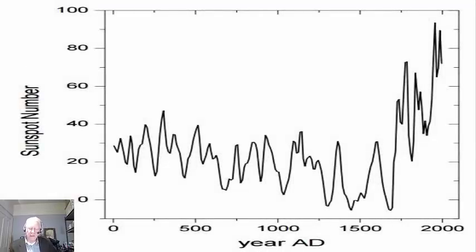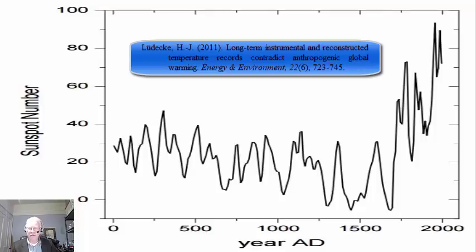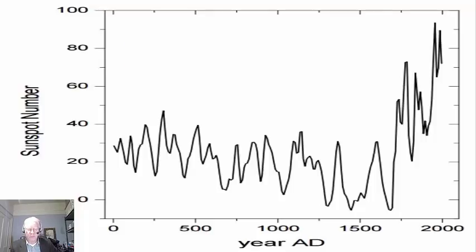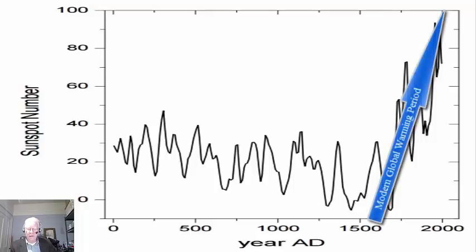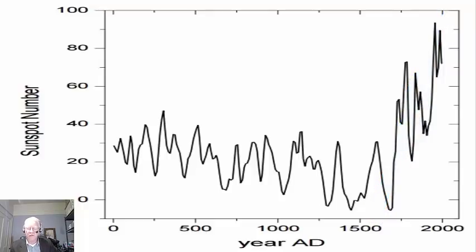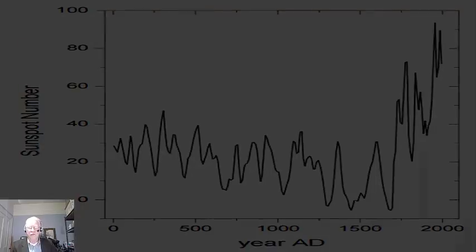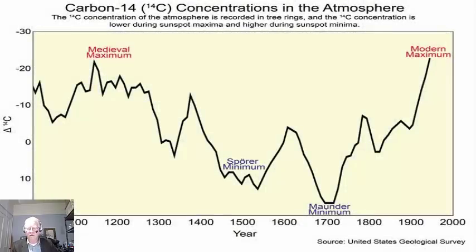And just for good measure, here is a sunspot number record, published by Leedecki in 2011, and another carbon-14 isotope proxy record for galactic cosmic ray flux of the last 1,000 years, demonstrating the medieval maximum, Spörer minimum, Maunder minimum, and modern maximum right now, showing the massive increase in solar activity since the year 1700.